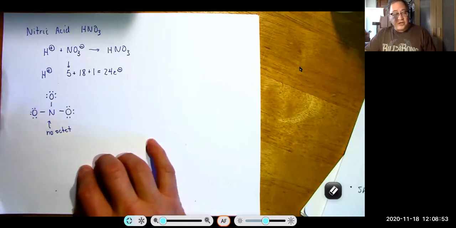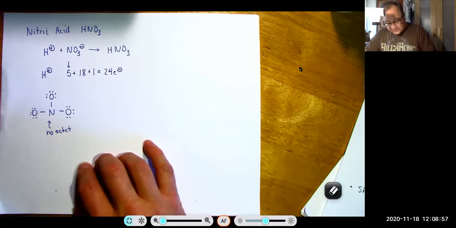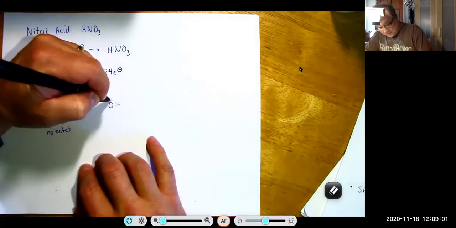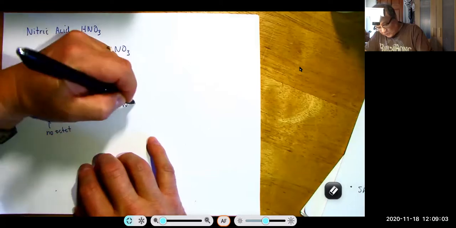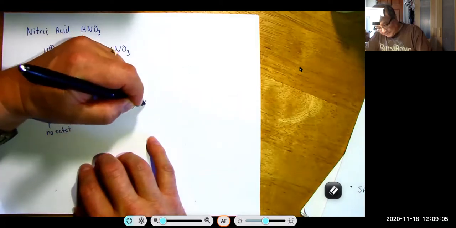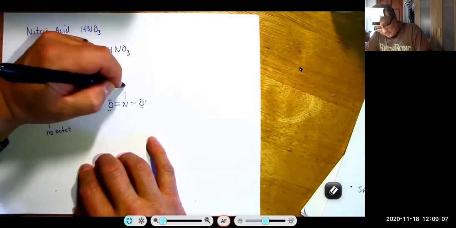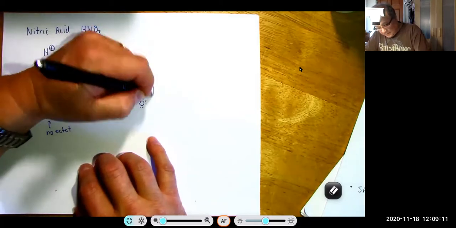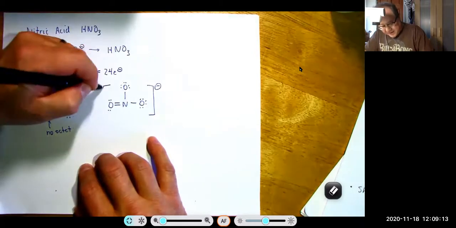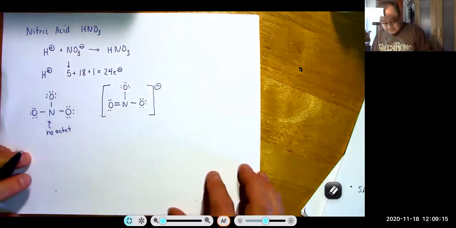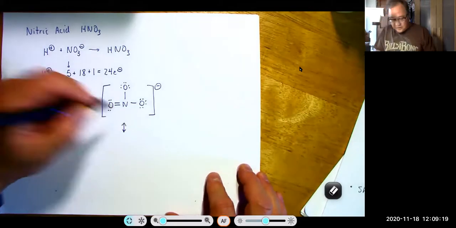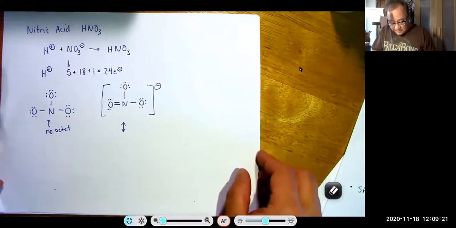The answer is you do each one of them, one by one. So there are 3 resonance structures here. Here's one of them, and now each atom has an octet, and that's good. But there are two more resonance structures, and you indicate resonance structures with a double-headed arrow.